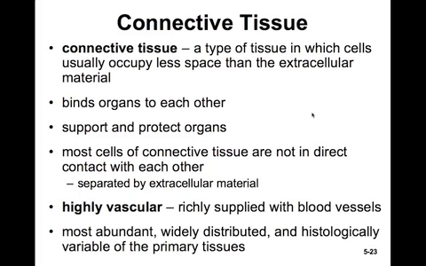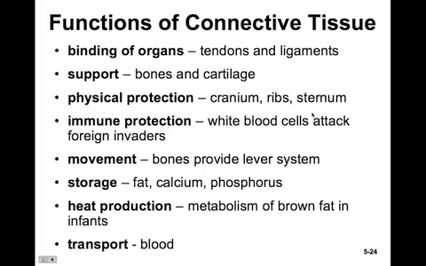Connective tissues are usually highly vascular. They're richly supplied with blood vessels, and they're the most abundant and widely distributed of the primary tissues. Connective tissues have many different functions. Just to give you a little insight, connective tissues range from things like tendons and ligaments to bones and cartilage and even fat and blood.